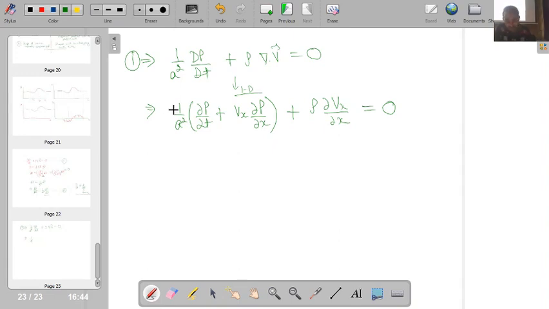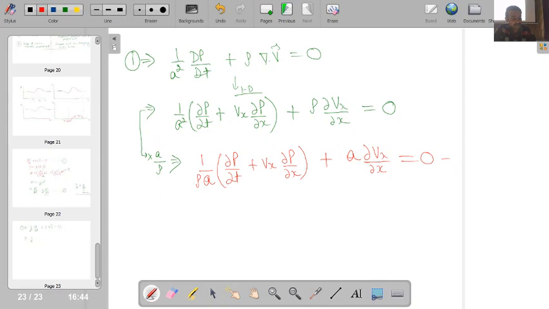Okay. Now let's multiply this particular equation with A by ρ. So on both sides I will multiply with the same quantity A by ρ. So let me do it. What ultimately will I be getting? 1 by ρA times, okay, so one A will be cancelling, and I will be getting 1 by ρA times ∂p/∂t plus vx into ∂p/∂x plus A times ∂vx/∂x equal to 0. Say this is my equation number 3. Okay. This is equation number 3.